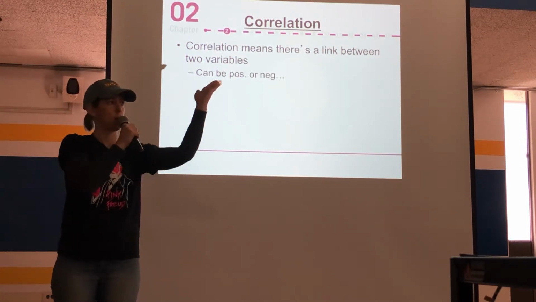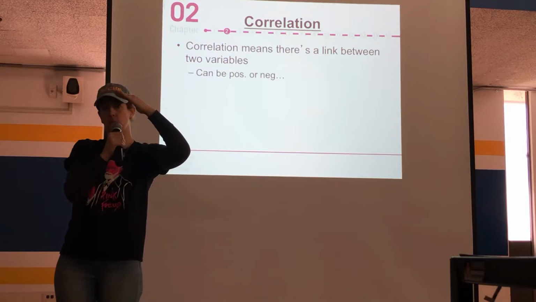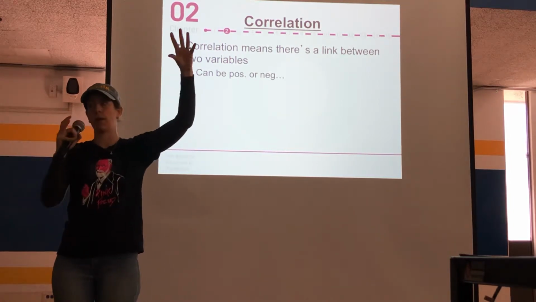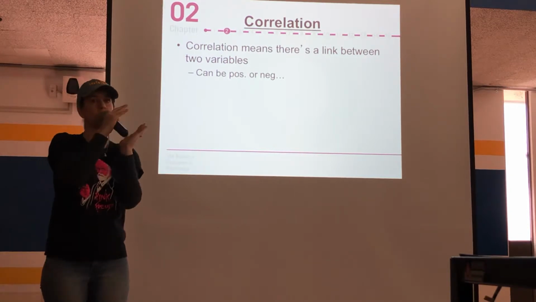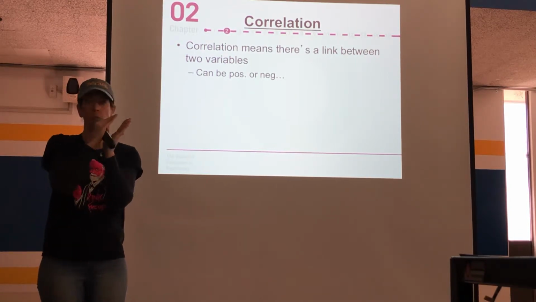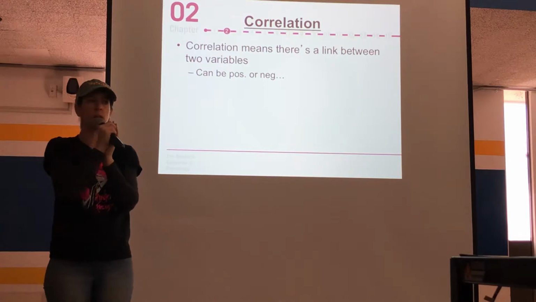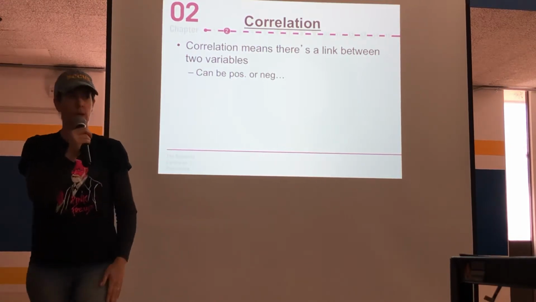What if they're almost on a line, but not quite? This way would be strong positive, this way would be strong negative. What if they're loosely around the line? Weak positive or weak negative. So the closer they are to the line, the stronger the correlation, which means you have greater predictability. Are we good on correlation?